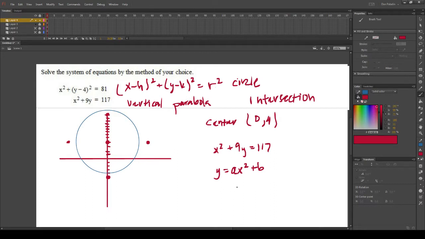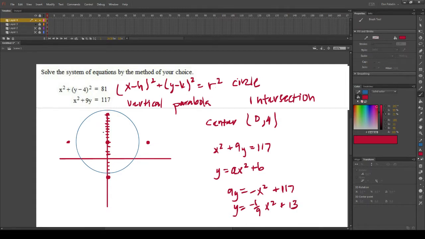Right, so this is going to be 9y is equal to negative x squared plus 117. And yeah, I guess I'll just divide everything by 9. So y is equal to negative 1/9 x squared, and then 117 divided by 9. I don't know if it goes in evenly. No, it does. Plus 13.